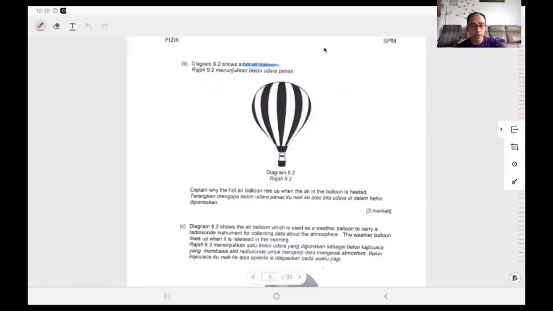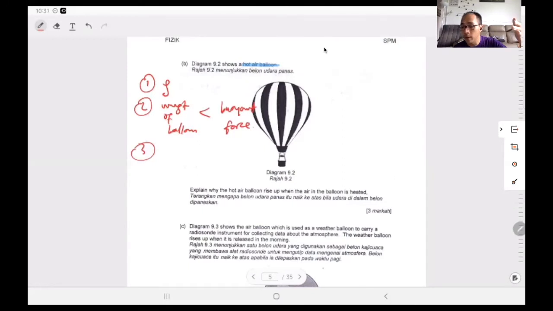Okay, so same four points. Okay, number one, we talk about the density. And then the second point, you talk about the weight of the balloon, which is less than the buoyant force. Okay, and then the third point, just the same like just now lah, the same as just now, as the boy with the balloon.